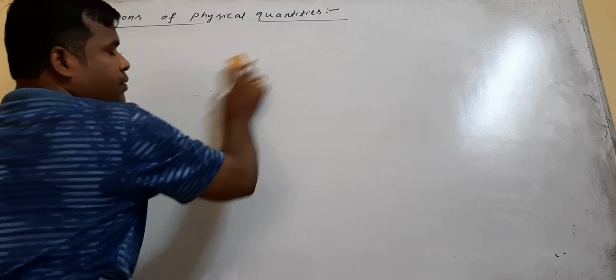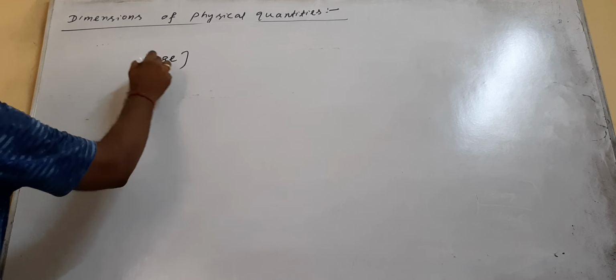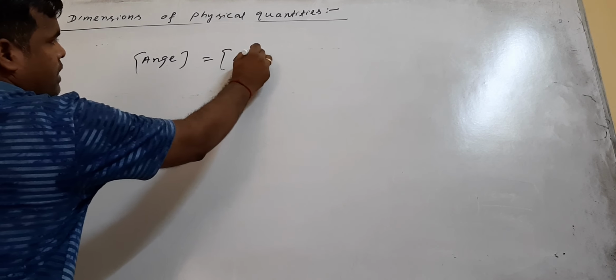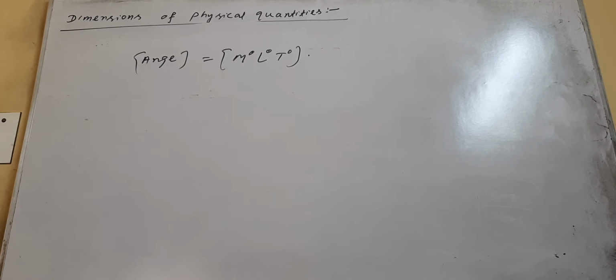Now come to angle. Angle, you remember, is dimensionless, that is M0 L0 T0. Angular displacement, that is the angle itself, has no dimension. It is M0 L0 T0. All zeros means it is dimensionless.